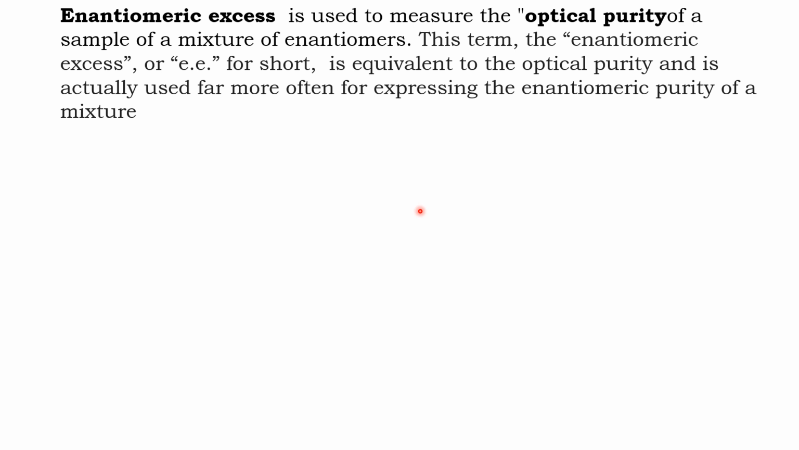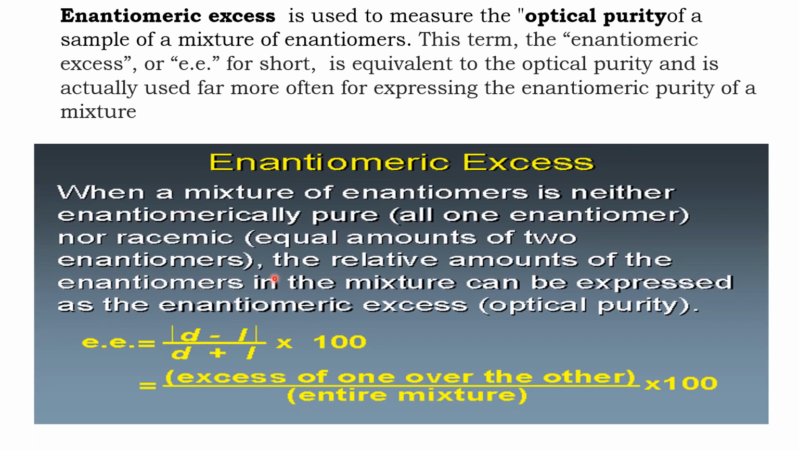So enantiomeric excess is used to express the purity of enantiomers. We could define enantiomeric excess when a mixture of enantiomers is neither enantiomerically pure nor racemic. The relative amount of the enantiomers in the mixture is expressed by the term enantiomeric excess. As I told you, if I have 1000 molecules of dextro and 1000 molecules of levo, it is a racemic mixture. But with 1000 molecules of dextro and only 500 molecules of levo, one is in excess of the other enantiomer. To calculate that, we use the term enantiomeric excess.